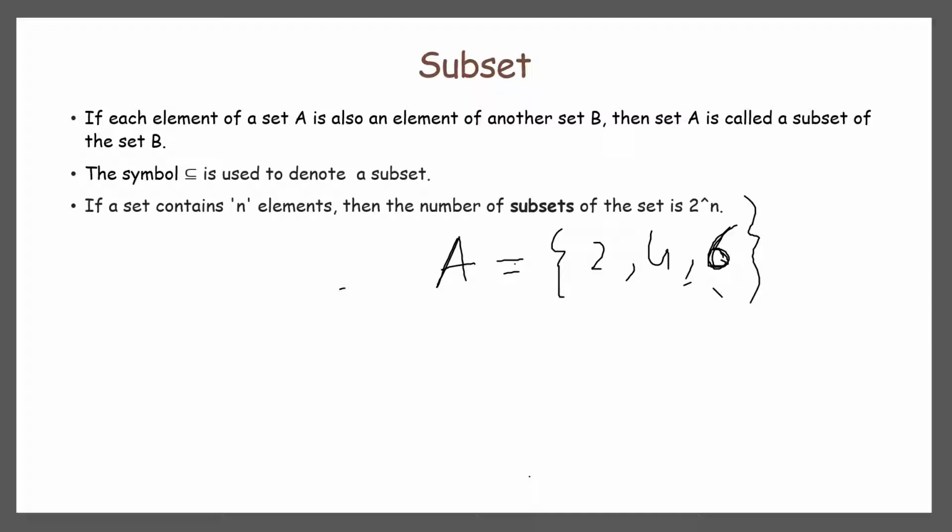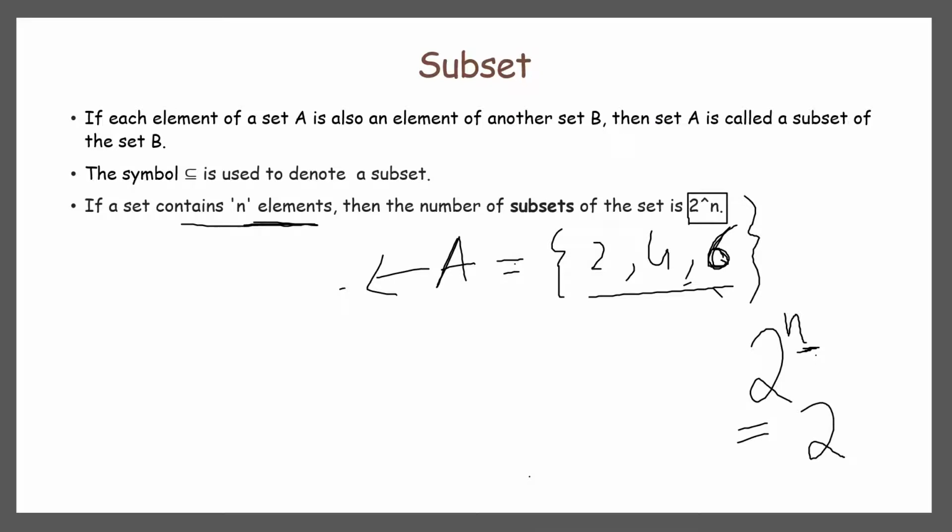To see that, we use this formula, 2 raised to power n. And what is n here? n is the number of elements in set A. And how many elements are here? 3 elements. So we will write 2, and instead of n you will write 3, and 2 raised to power 3 is 8. It means that 8 subsets can be made from this set A. So this is how we check the number of subsets of a given set.